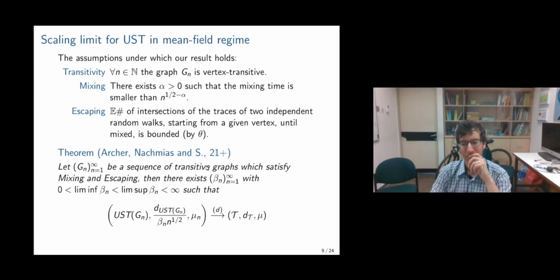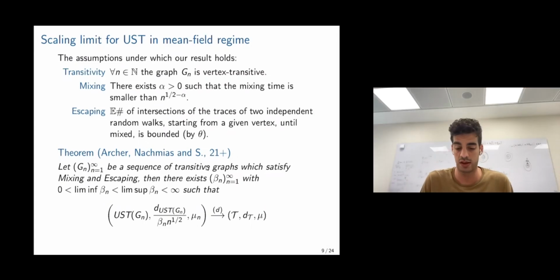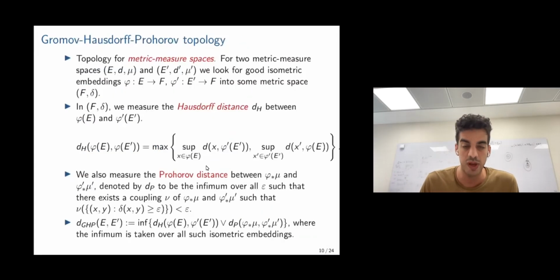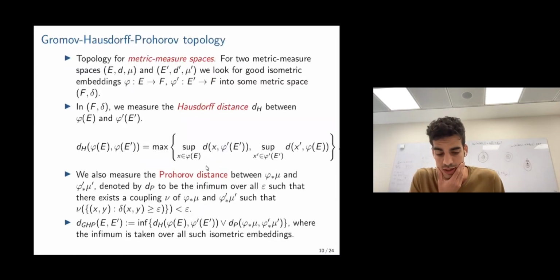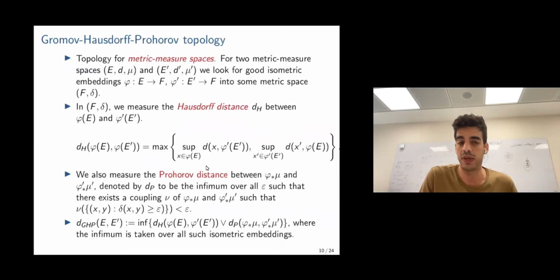Okay. So this is our main result. And I've mentioned the GHP topology quite a lot until now, so let me talk about it just a little bit. This is a way that we measure distances between metric measure spaces. We will work on compact metric measure spaces. And I would like to explain to you when two metric measure spaces are close.